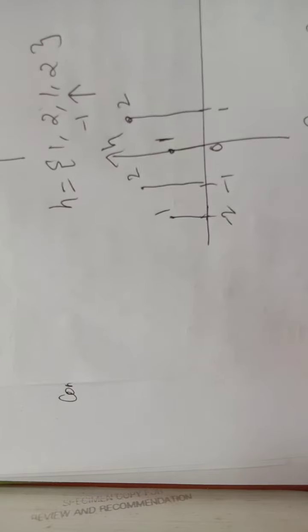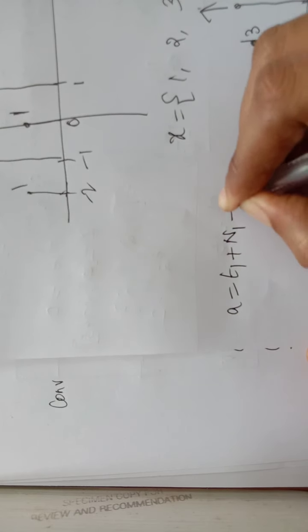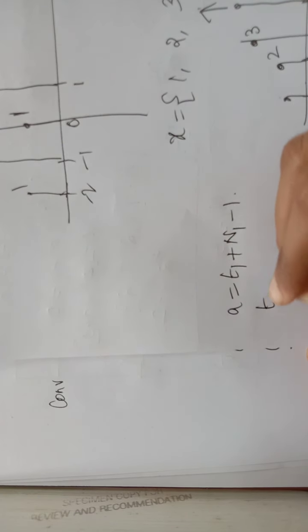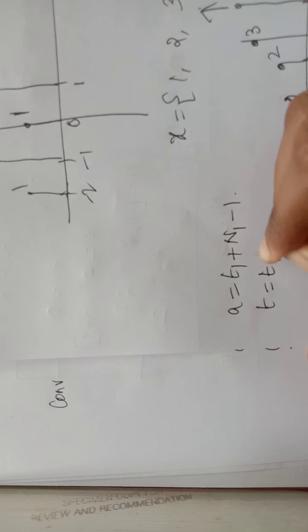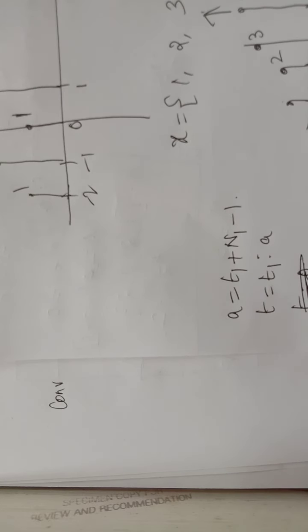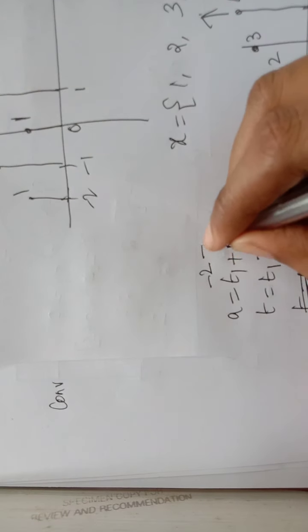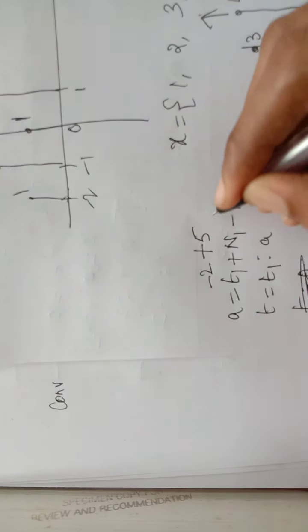Now using the same concept, what is the concept here? I have used a equal to t1 plus n1 minus 1 and t equal to t1 to a. Now we can find it like this. What is t1 in this case? In this case it is -2. What is the length? It is 5 minus 1.